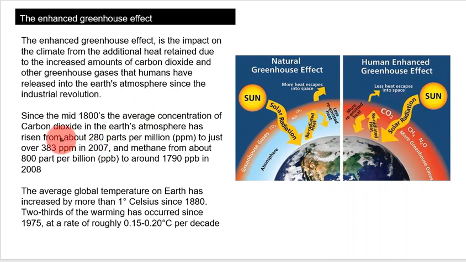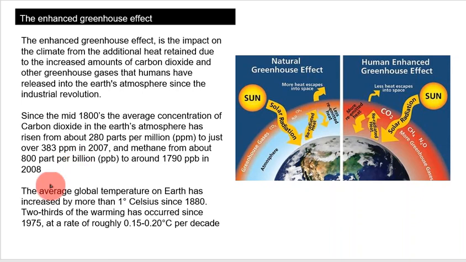Since the mid-1800s, the average concentration of carbon dioxide in the Earth's atmosphere has risen from about 280 parts per million to just over 383 parts per million in 2007, and methane from about 800 parts per billion to around 1,790 parts per billion in 2008. So you can see there are dramatic increases in the amount of these gases in the atmosphere.